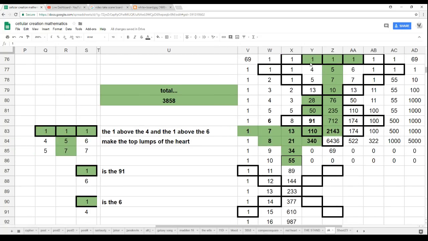If you literally highlight everything that I said to account for at the top, down to the 76, and then you drag from the 76 over to the 110, but you don't account for the 91. So you count the 28, you count the 50, count the 235, count the 712, count the 2143, count the 110. Count the 1 of 7 of 13 while you're at it. Count the 8, 21, 340, count the 34, count the 55. Look in the bottom corner and it says 3858.